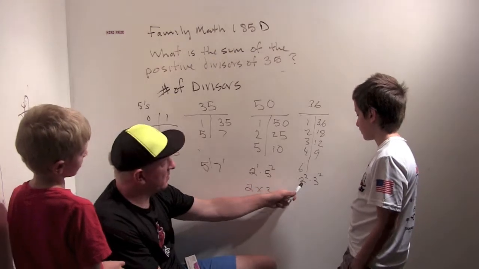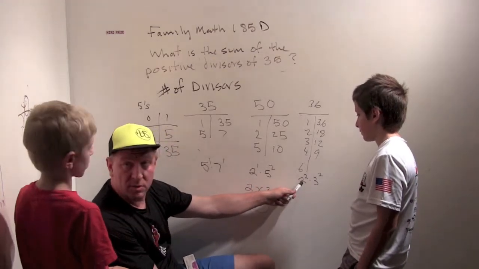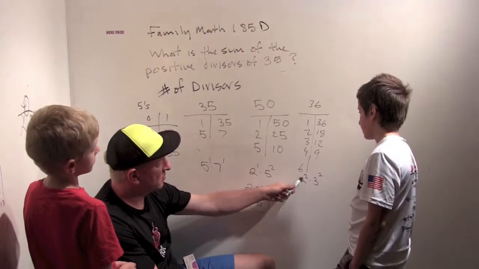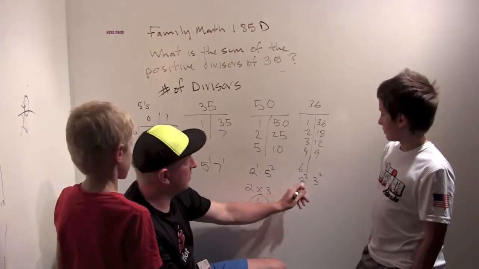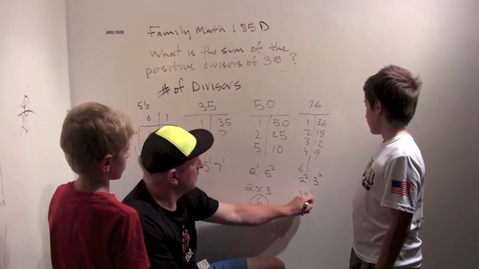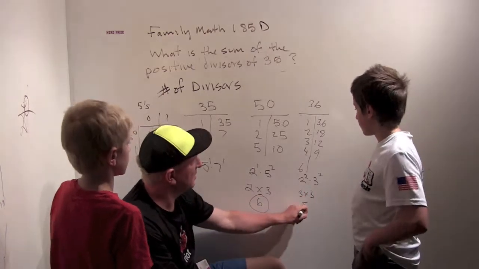Similarly for 36, I have 3 possible choices for the 2s: 0 twos, 1 two, or 2 twos. And 0 threes, 1 three, or 2 threes. So I have 3 times 3, which is 9.